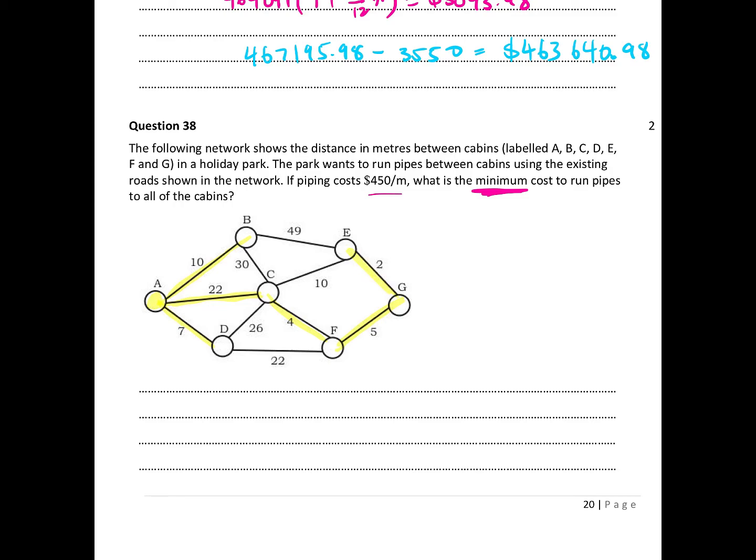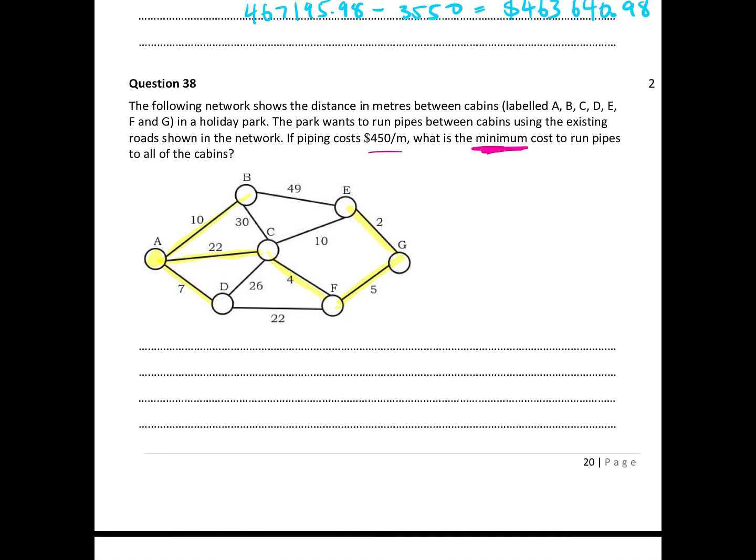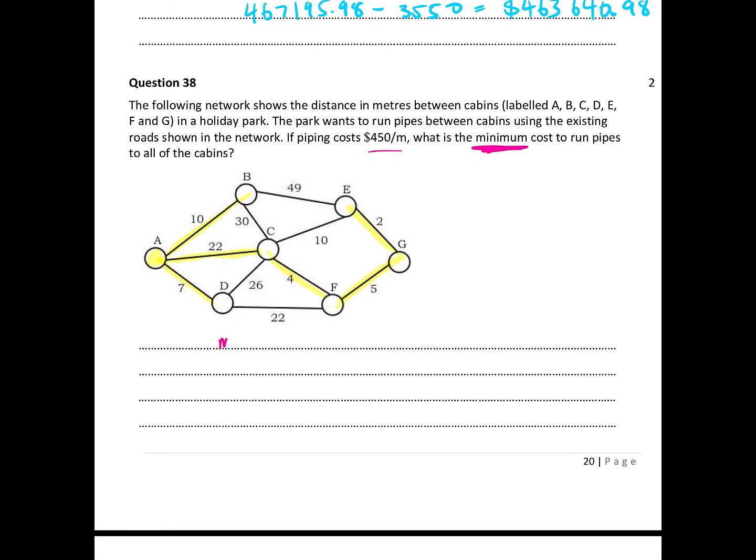Again, it does not matter if I would have gone the other way, I still would have gotten that same shortest distance. And we need to add that all up together. Add that all up, you get 50 meters. And so for the cost, it's going to be 50 times 450, which is $22,500.